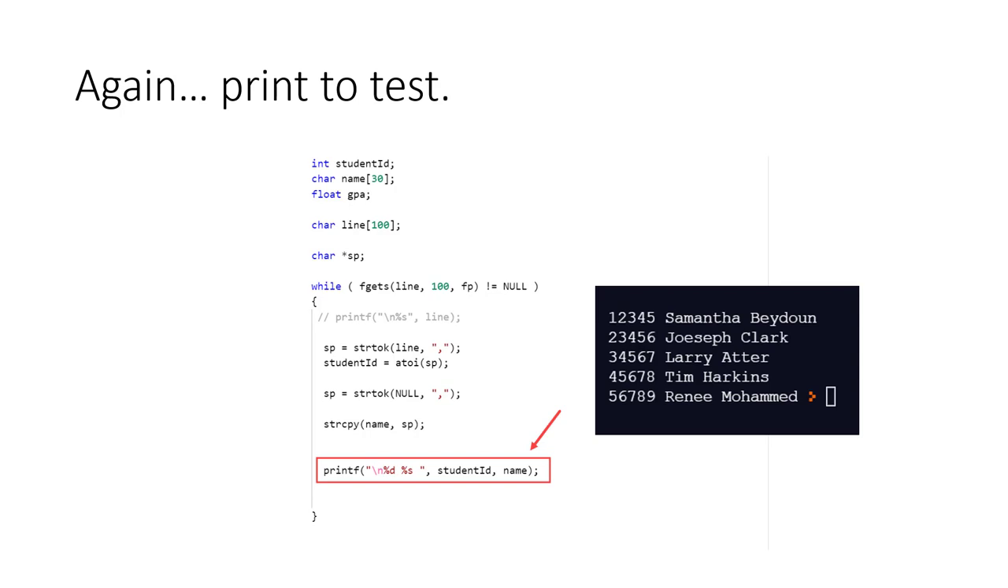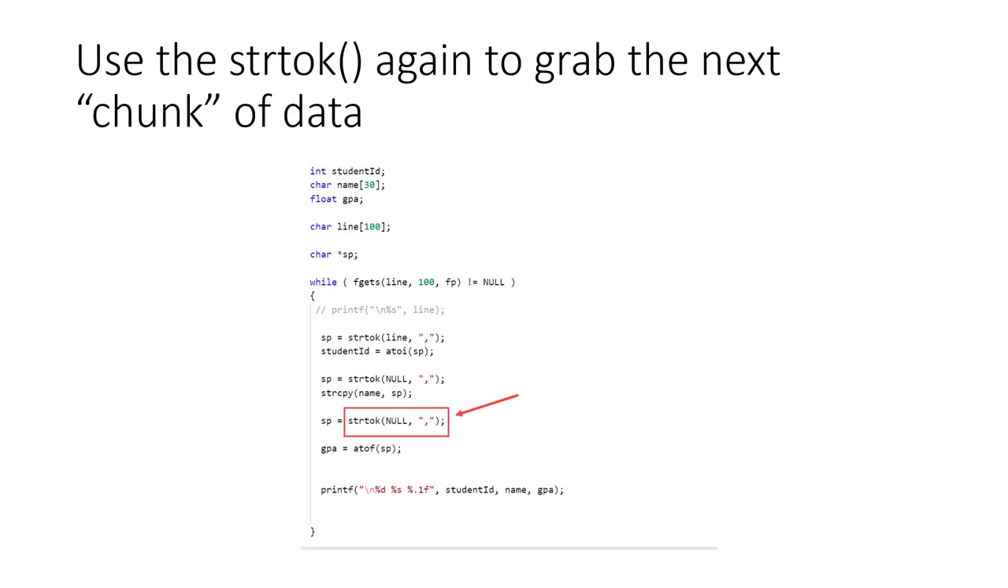So you'll notice that I added the string for name, and I'm printing them. So now I've got those printing for test purposes. So you just keep continuing on as to doing what you would normally do. Use the string token again to grab the next chunk of data up until it sees the comma. Again, don't forget that you're putting null. If you put line, it'll start at the beginning again. You do not want to do that.